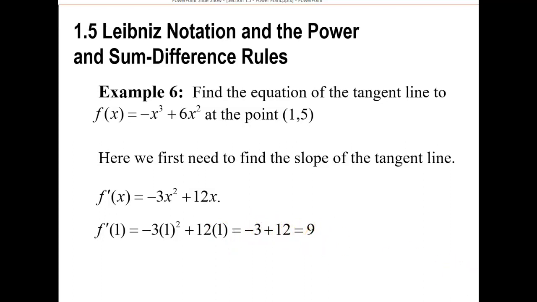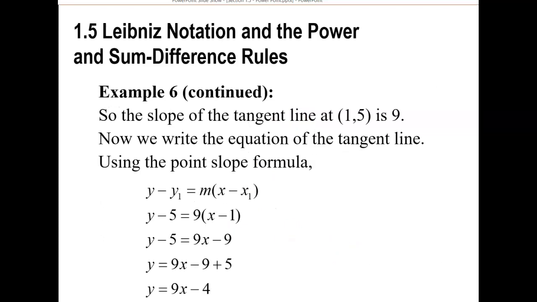So we find the derivative using our power rule, or whatever rule we can apply. We plug in the x value of our point. That's why I plugged in a 1, because the x value of the ordered pair was 1. That gives me the slope of the tangent line. So the slope of the tangent line at 1, 5 would be the 9.